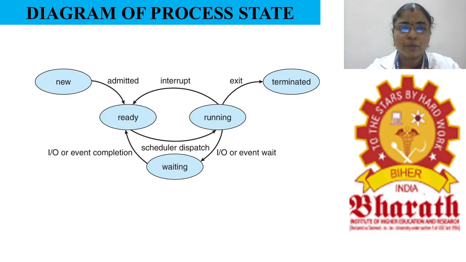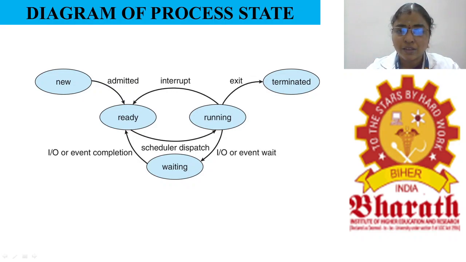So this is a pictorial representation of the process state. Whenever the process is created, it will be in the state of new. Afterwards, it will be moved to the ready state. Ready state means the process is ready for the execution and it's waiting for the processor. Processor is nothing but our CPU. So it's waiting for the CPU means the process will be available in the ready state. Then when the CPU is allotted for the particular process, the process will move from ready state to running state.